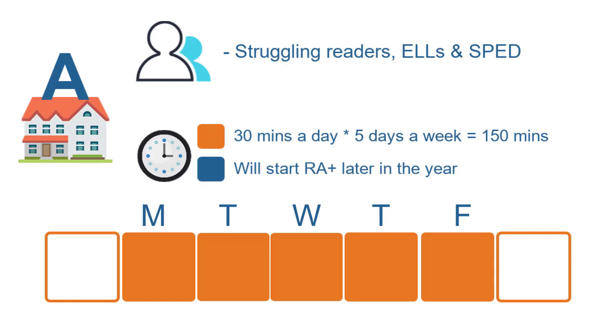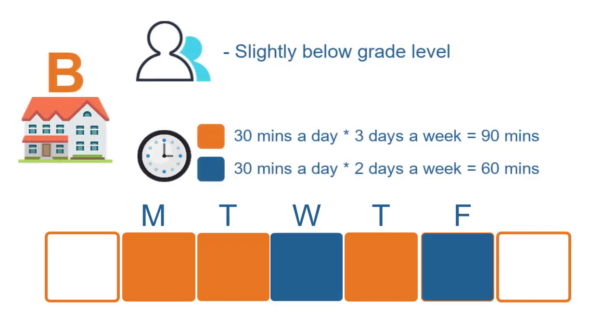Now this is the default setting, so if your students fit this description, then you won't need to make any adjustments in the system. Although the students at School A have access to the other component, Reading Assistant Plus, they won't use it until later in the school year when they have students who are ready to start working on it, and that's okay. Let's look at the next school.